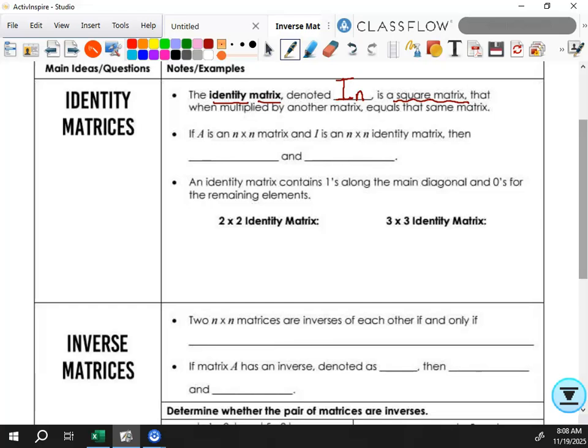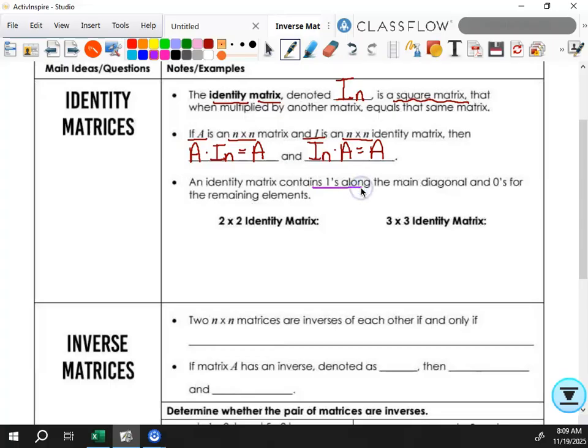Okay, 1 has a lot of purposes, so your identity matrix does as well. So if A is an n times n matrix and I is an n times n identity matrix, then A times I sub n, okay, I take my matrix A, multiply it by the identity matrix, this is equal to A. And I sub n times A equals A. Remember the other day we did A times B and B times A and they were not the same thing? With the identity matrix, it is. Okay?